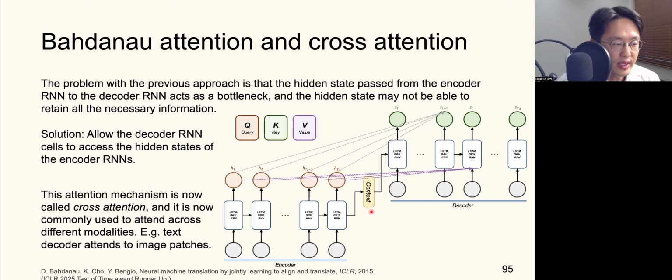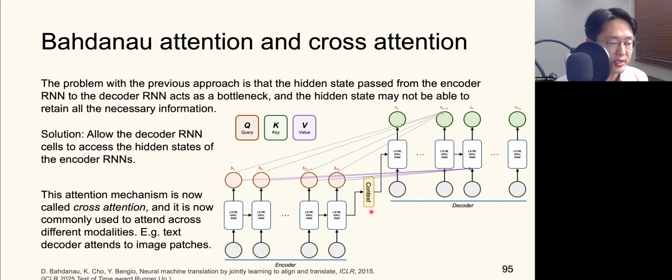So the solution to this is, instead of having the encoder RNN summarize everything into this small context vector, we should instead allow the decoder RNN to access the hidden states from the encoder RNN. And if you think about how humans do translation work, this is a very natural thing to try.